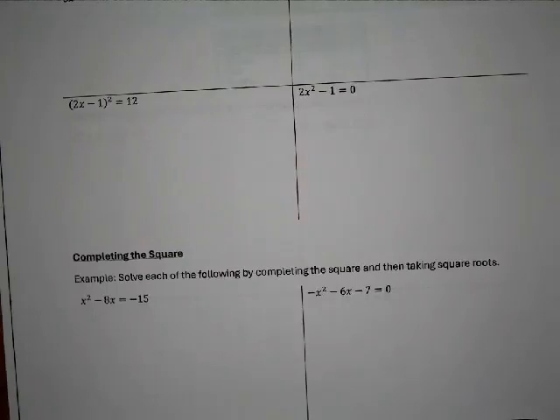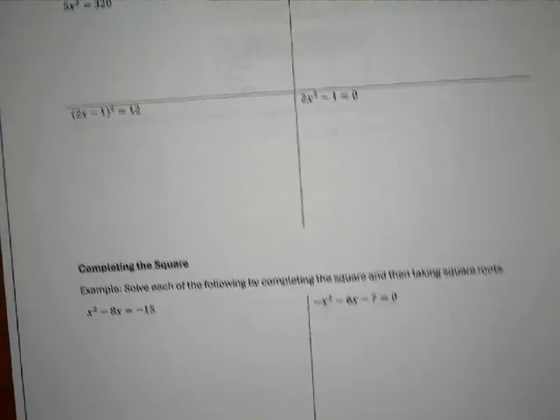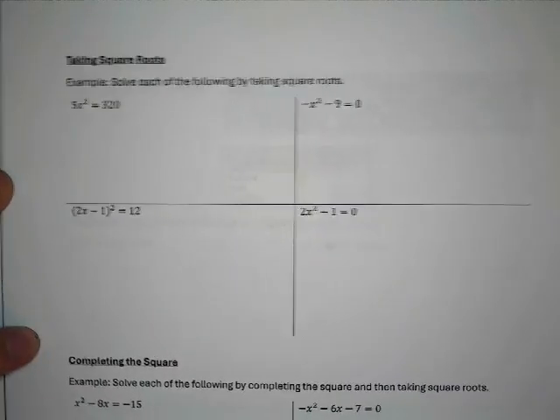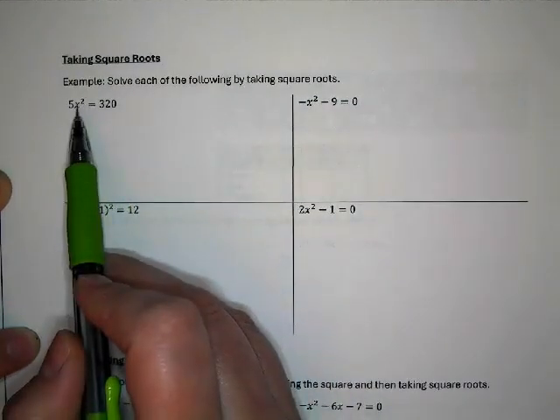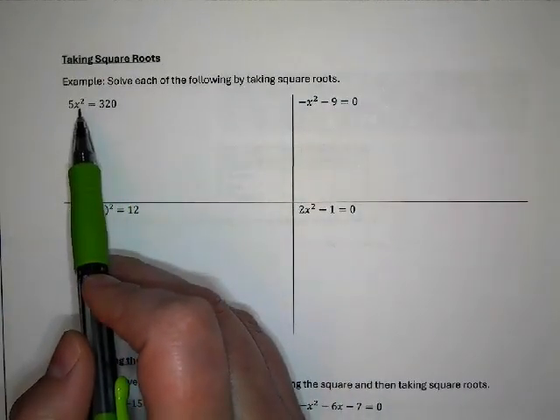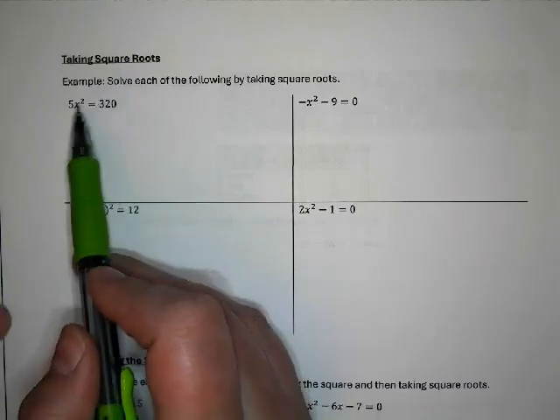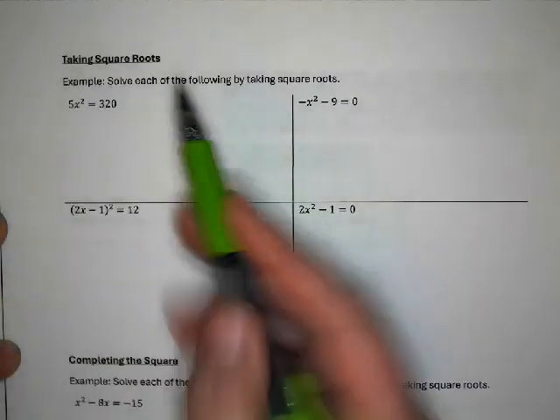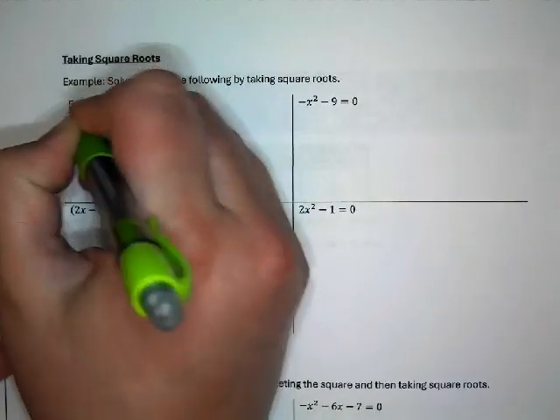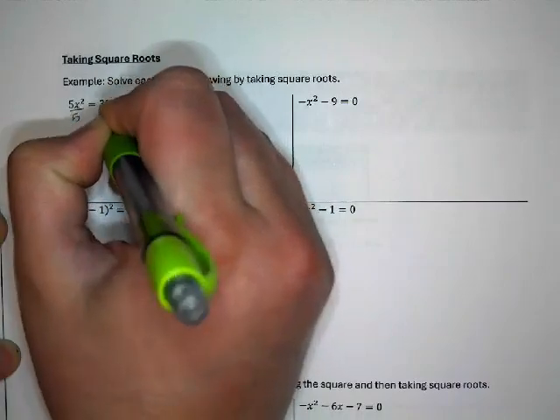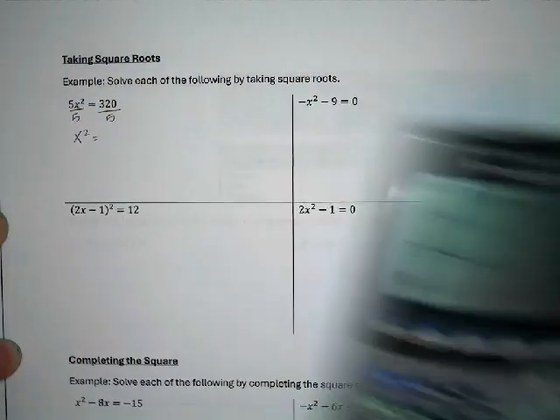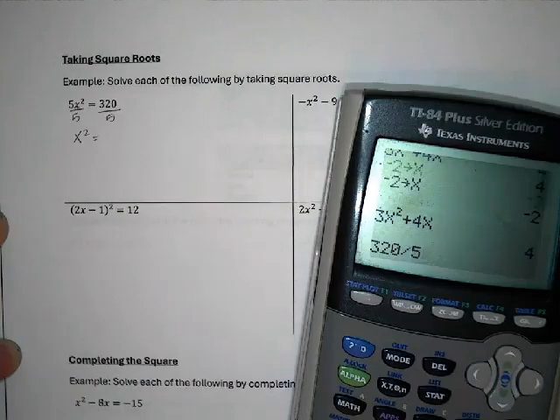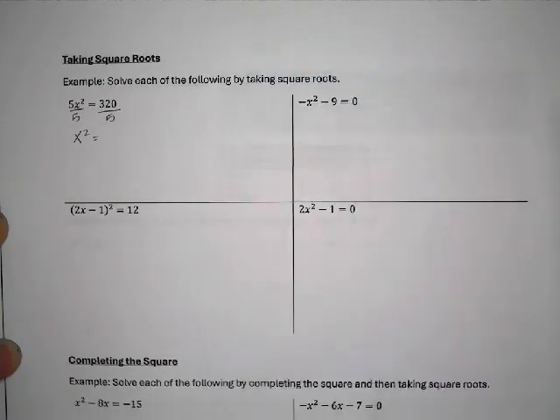Okay, next we're going to solve quadratic equations by taking square roots. So here we want to get the x squared by itself and be able to square root it. And so what we need to do first is divide by 5. So x squared equals 320 divided by 5 is 64.